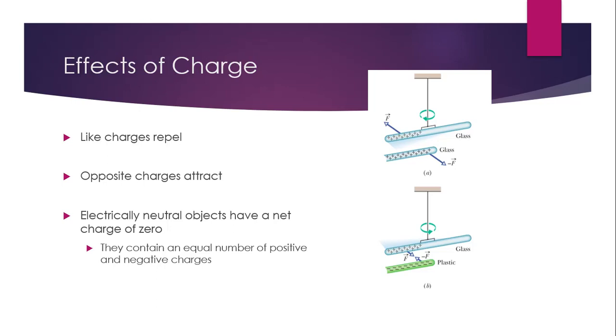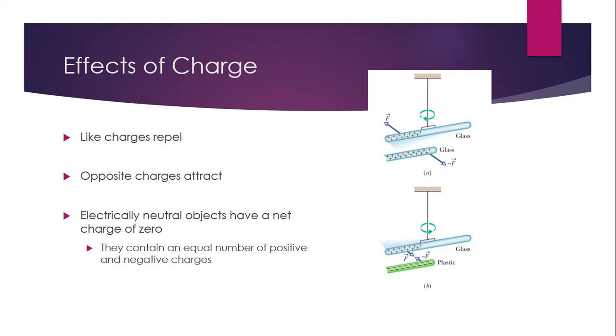Opposites attract. Now the one thing to point out about electrically neutral objects, which do not have a positive or negative net charge, is that they must have a net charge of 0. It is not accurate to say electrically neutral objects have no charge, because we know they must have charges.